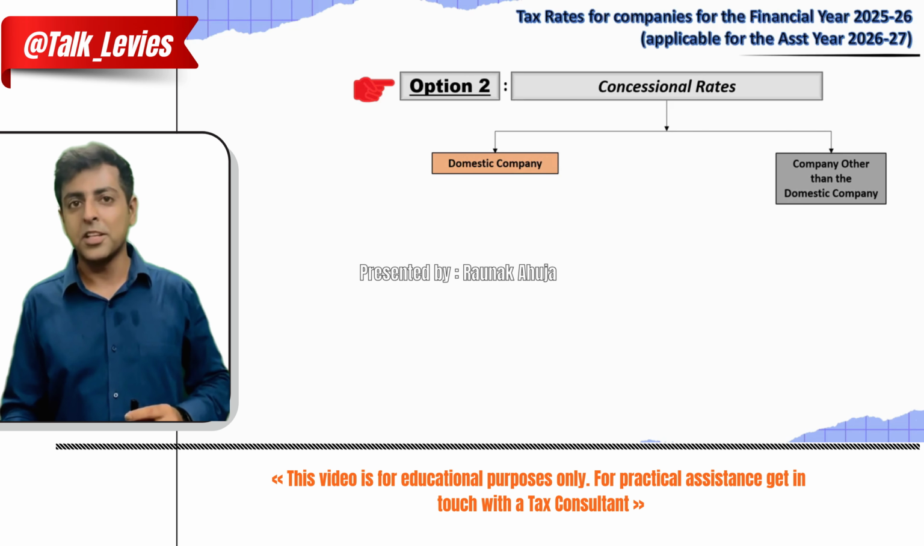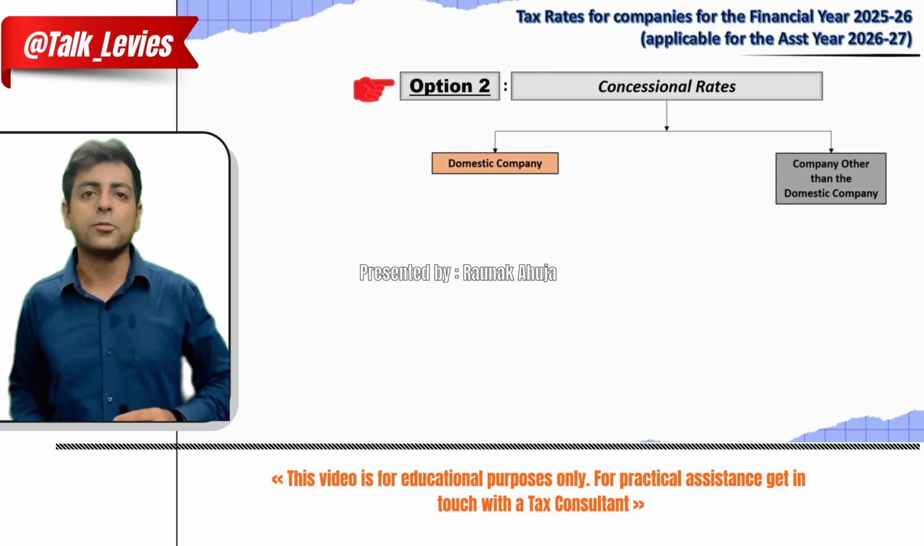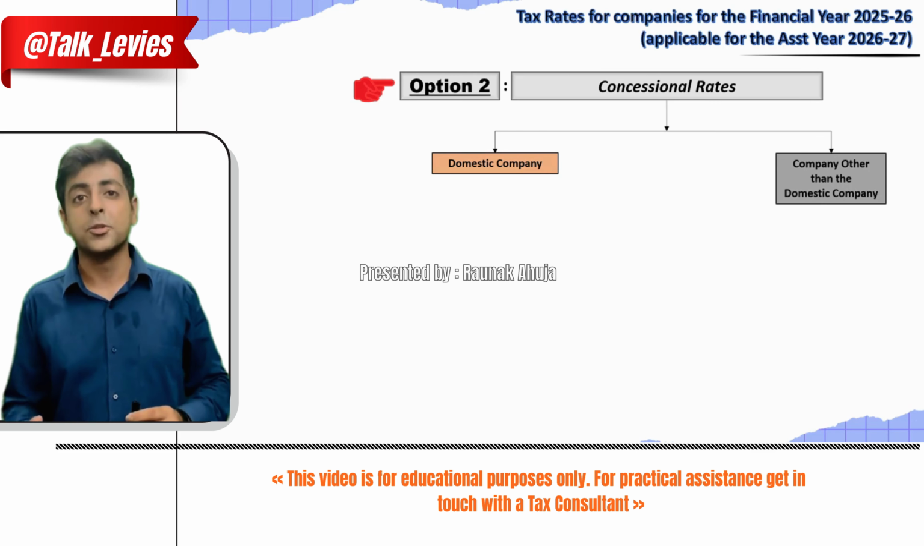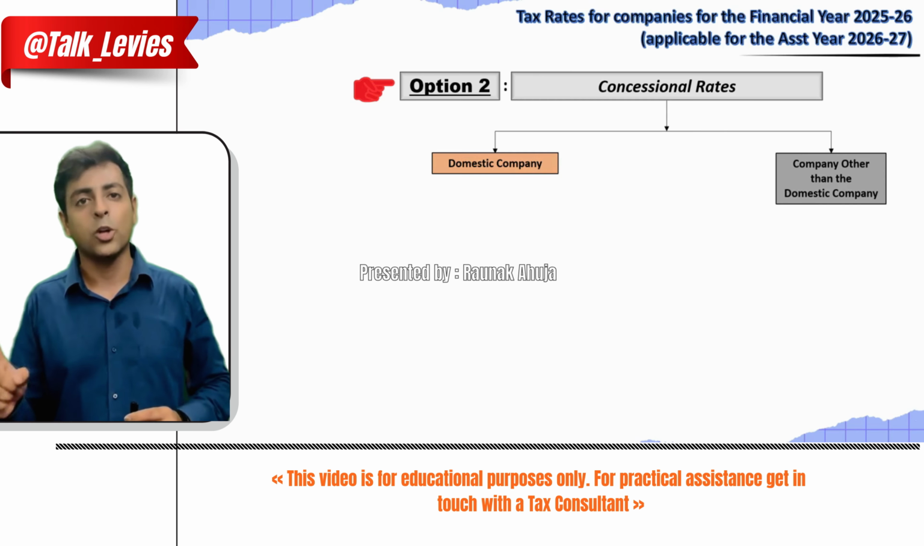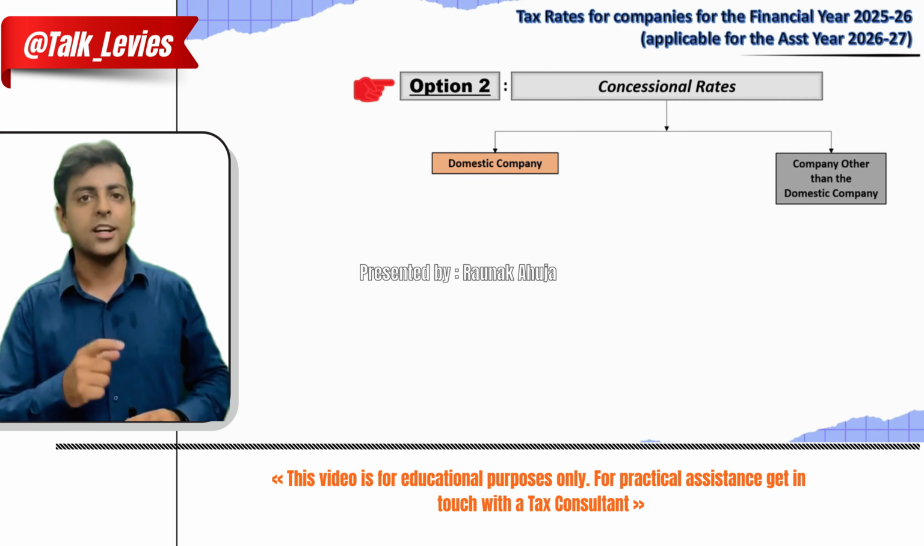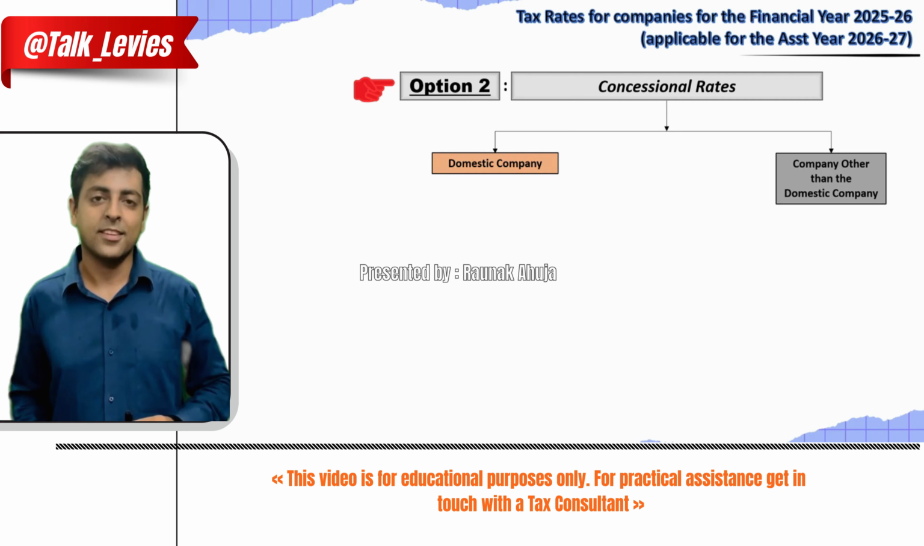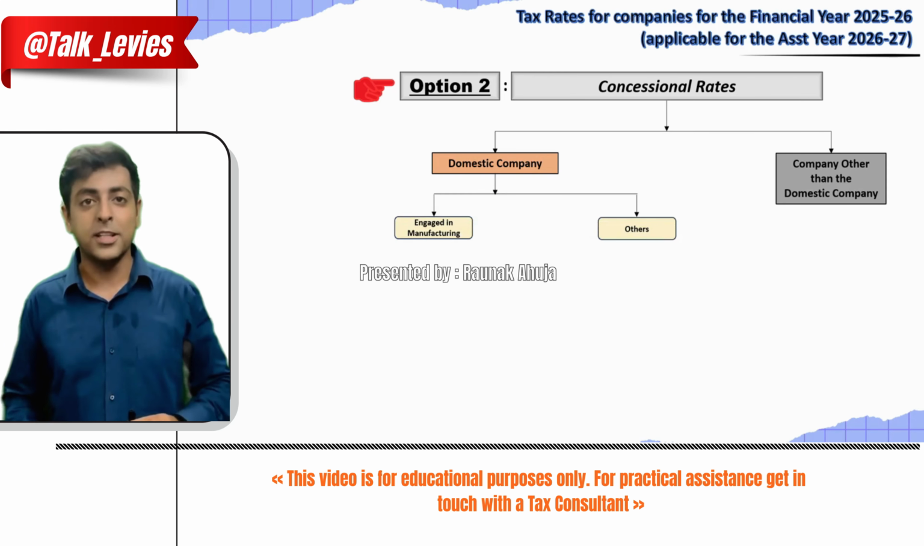For non-domestic companies, there are no concessional rates of taxes available. Yes, you heard that right. There are no concessional rates of taxes available to non-domestic companies. The concessional rates of tax would be available only to the domestic companies. Now, moving on to the domestic companies.